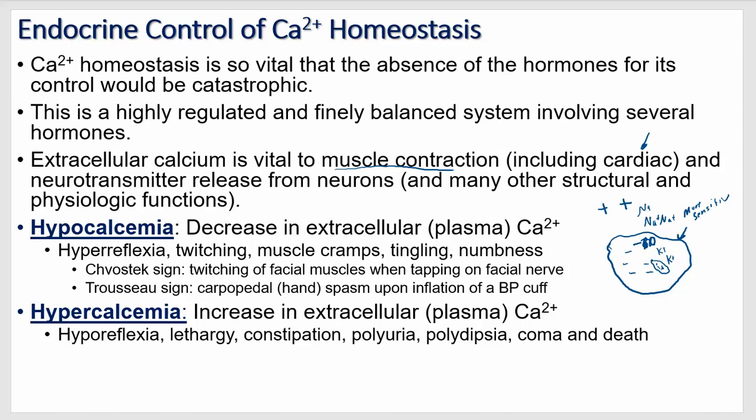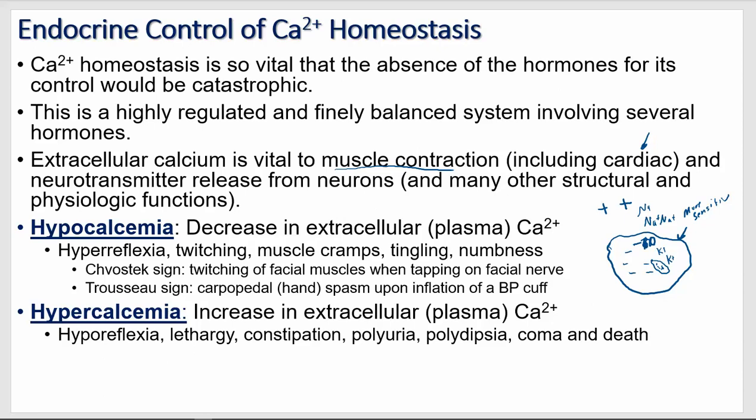Chvostek sign, twitching of facial muscles. So that's a twitching kind of reaction when tapping the facial nerve. Trousseau sign, hand spasms when you reduce blood flow to the hand by pumping up a blood pressure cuff. So these things are all along that hyperreflexia kind of response.